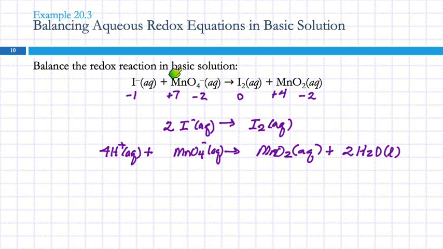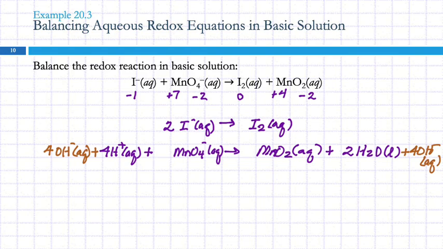So this is basic solution. So I'm going to look and see where I have hydrogen ions. I only have them right here. I'm going to add to both sides of this half reaction the same number of hydroxide ions. So I'm going to add 4 hydroxide ions on that side and 4 hydroxide ions on that side. I did the same thing to both sides, so I did not mess up the mass balance.